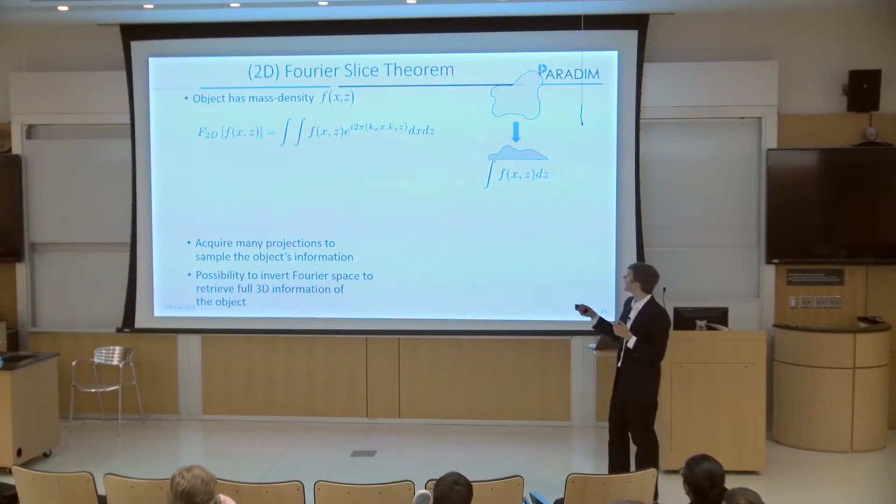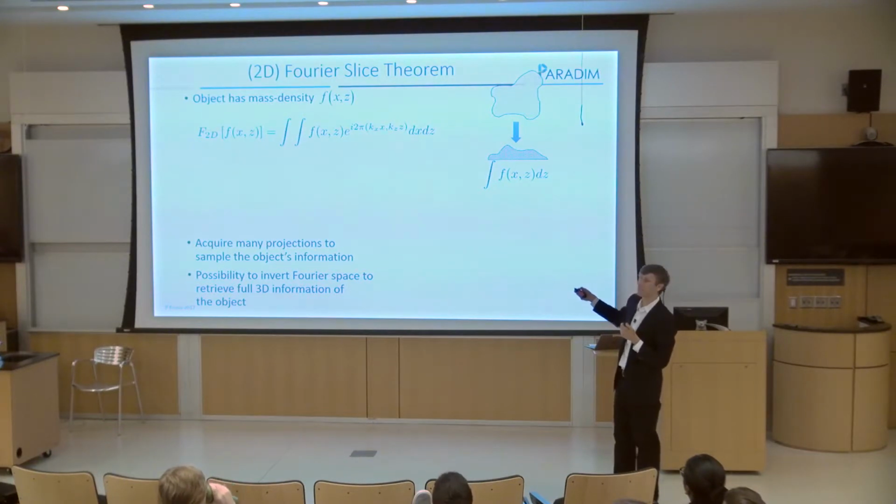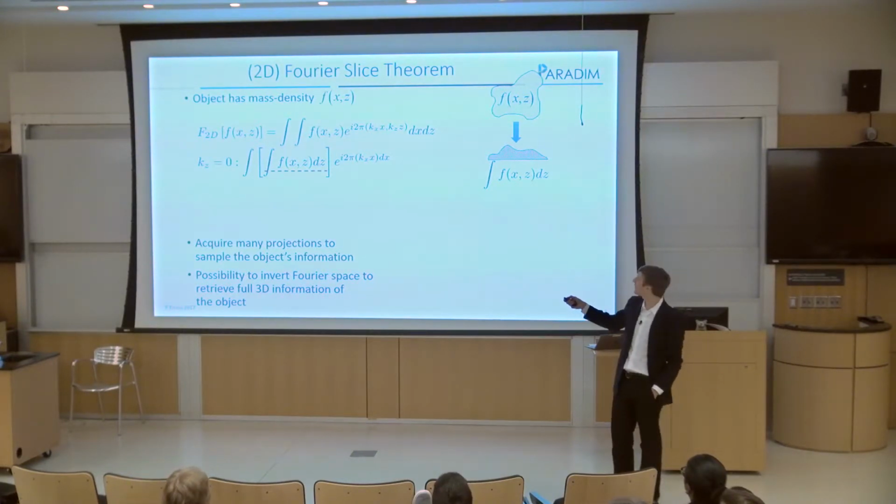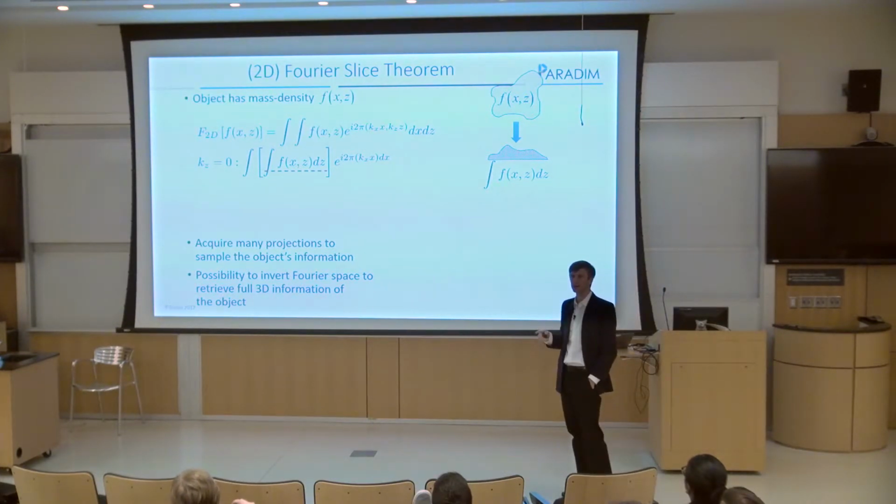So if an object has a mass density of f of x and z, let's just say it's a 2-dimensional thing. If you take the Fourier transform of that distribution of density, that's an integral. This is the definition of the Fourier transform. And so you're taking this f of xz, and if we break this out, we can move our dz inside here and write this a little bit differently. We're actually looking at an integral of f of xz over dz. That's exactly the same as a projection, a summation of the density along that z direction.